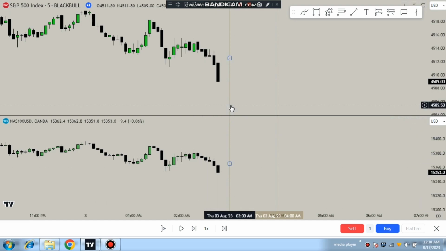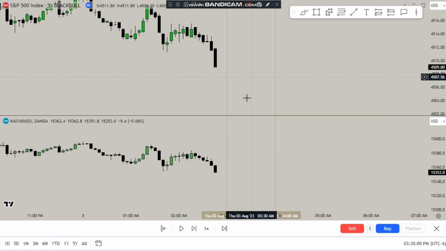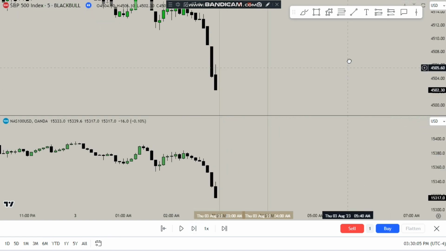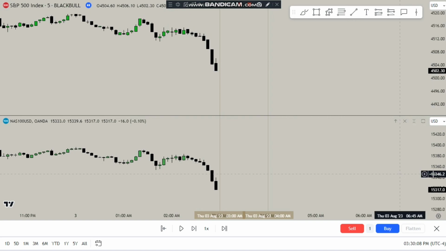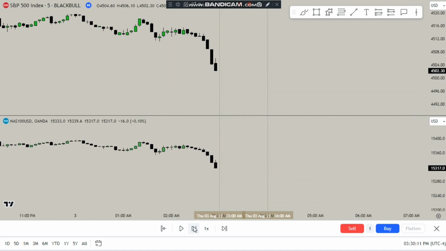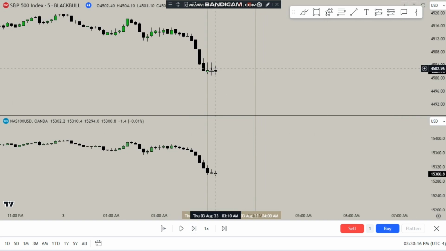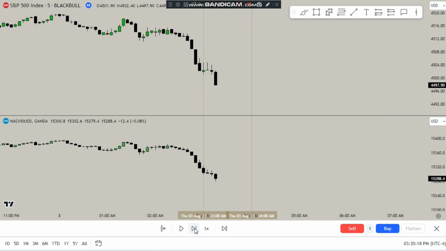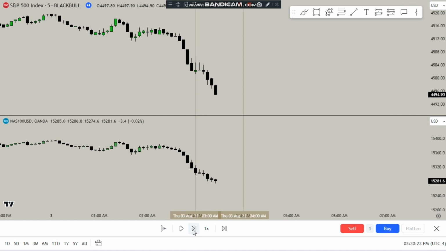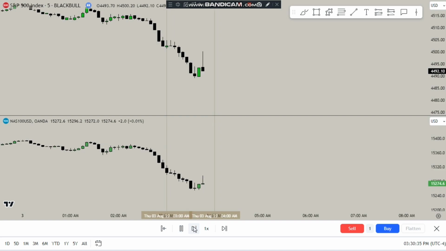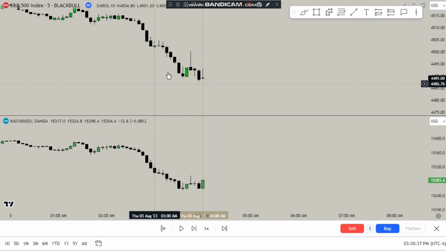Now you can see this is the 3 to 4 a.m. window. I will forward it. Let's see what happens. So the price is going down in both S&P and Nasdaq, but still there is no bearish or bullish divergence. Okay, and the price is still going down. Both swept these lows, so still no bullish divergence. Okay, again the price is going down. You can see that there is still no bearish or bullish divergence, so we got no trade on the 3rd of August 3 to 4.